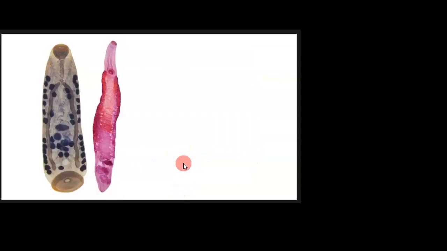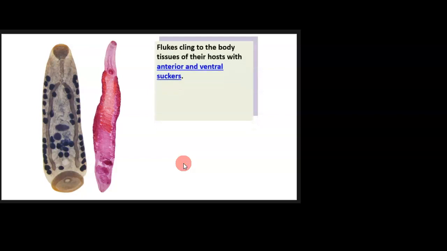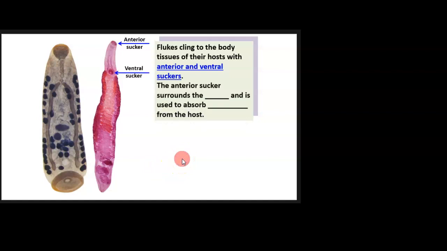Now, flukes cling to the body of the host, of the tissues of the host, with suckers that they have on both the anterior and the ventral surfaces. So remember, anterior is towards the head and ventral is like the belly. So there's the anterior sucker, which is the head of the animal, and then on the belly, the ventral surface, is the other sucker. Now, the anterior sucker surrounds the mouth, and it's used to absorb bodily fluids from the host.